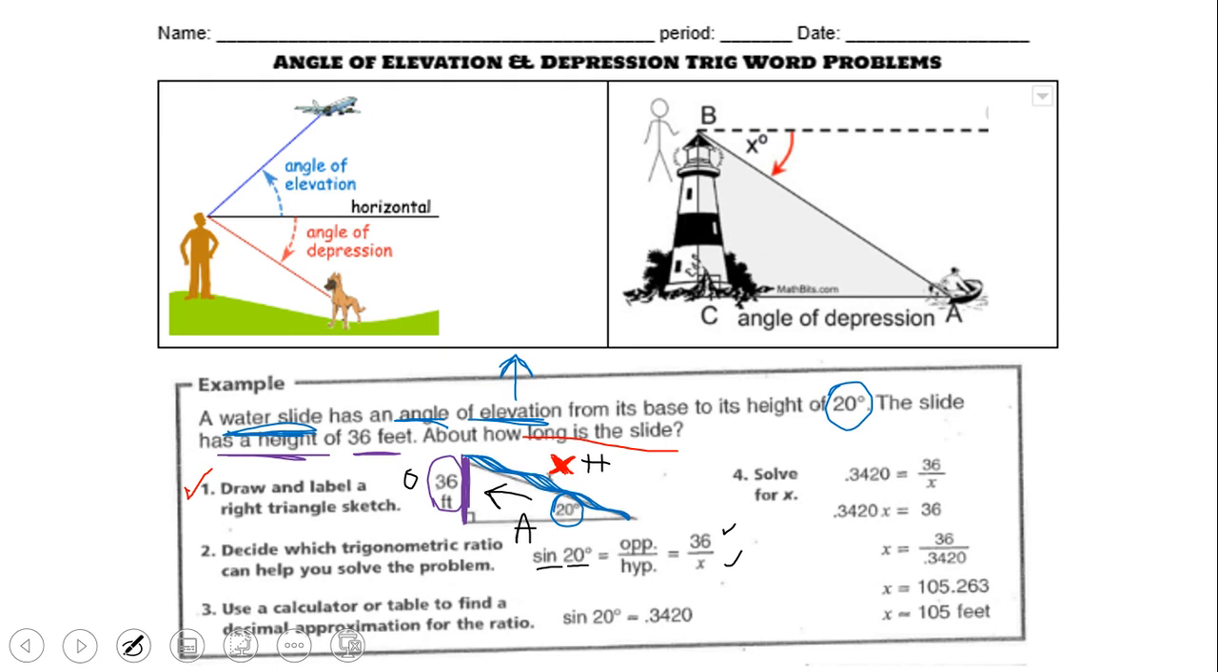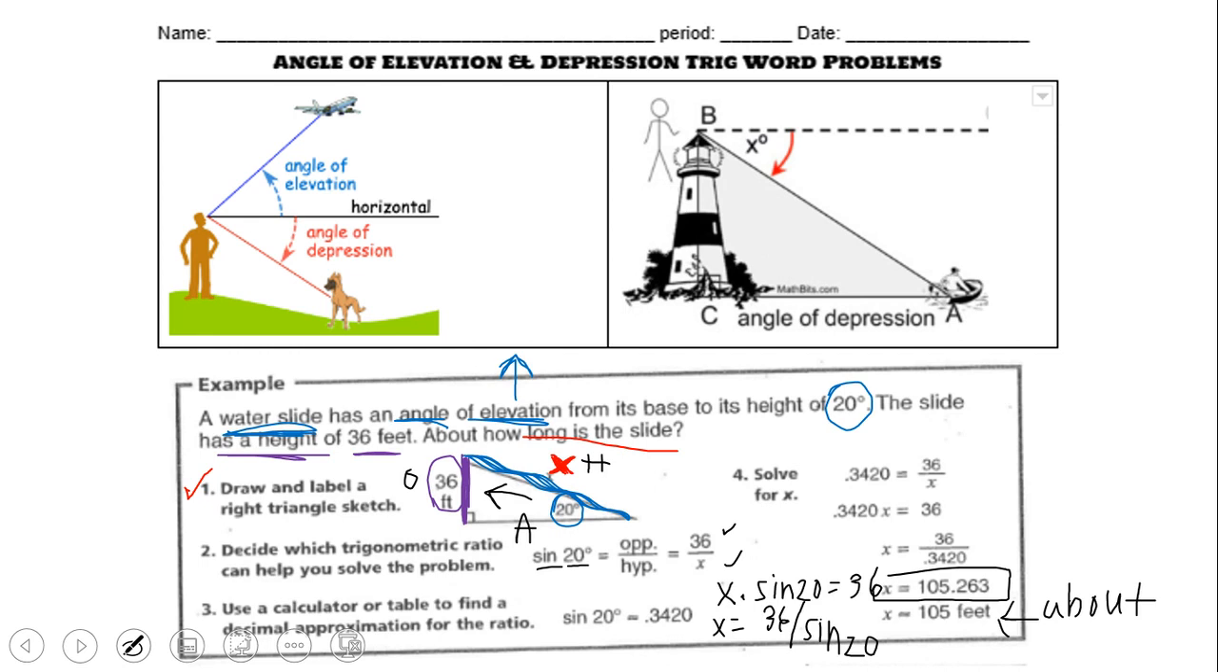What I like to do is just cross multiply: x times sine 20 equals 36. Divide both sides by sine 20, so we get x equals 36 divided by sine of 20. And when you do so, you should get about 105.263, this answer right here. If we round it, that's about 105 feet.